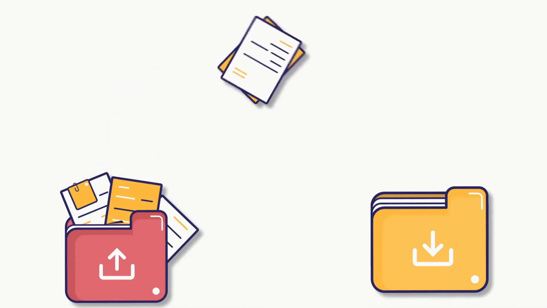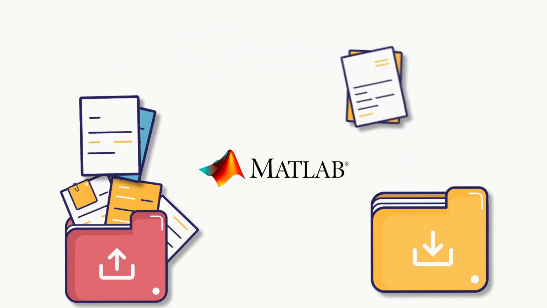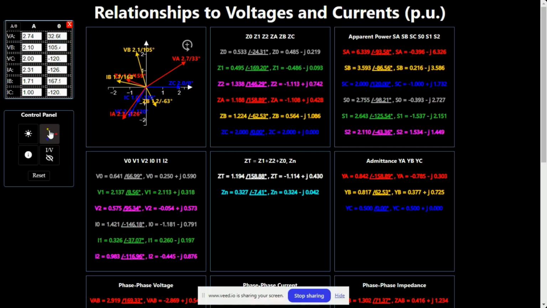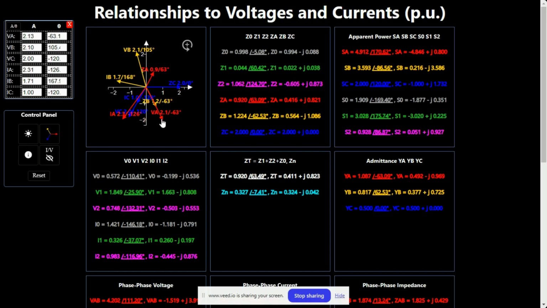One feature I hope to add is the ability to export these values for further analysis, for example, in MATLAB. These are real-time values, and you can switch from phasor or vectorial representations to numerical values. All values are updated automatically, with both polar and Cartesian forms available for flexibility.